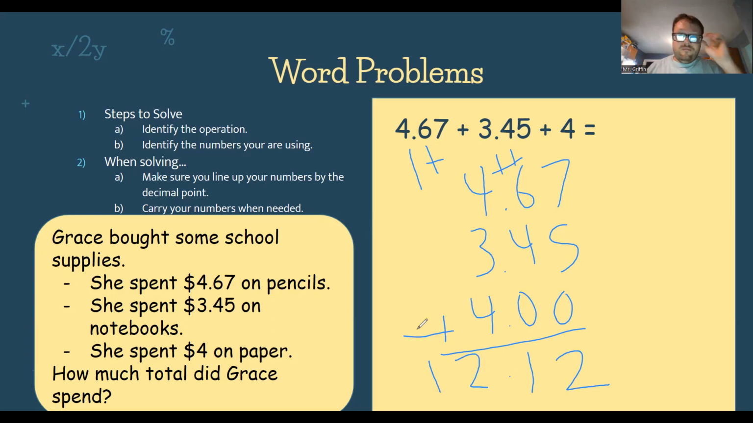$12.12. Okay, so adding decimals is not very difficult. The key is to make sure that we're lining it up by the decimal. That is your most important step. If you do it that way, everything else will work out.